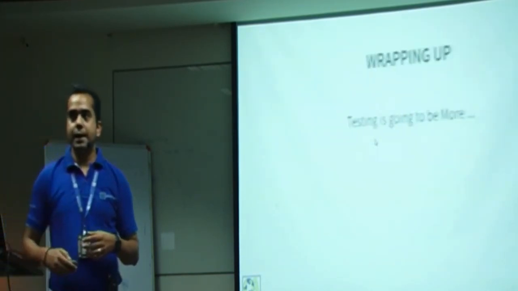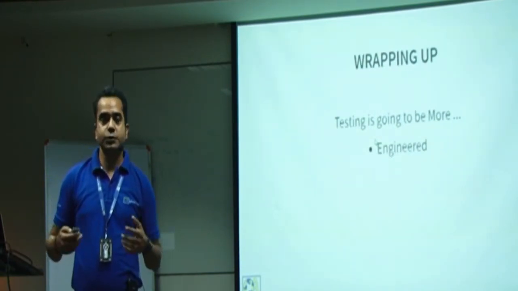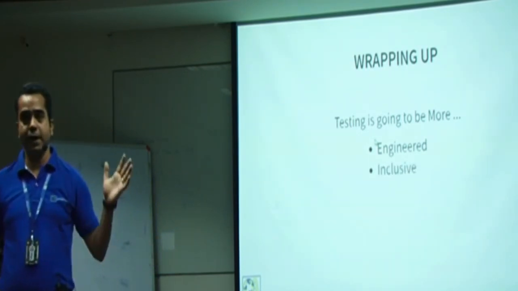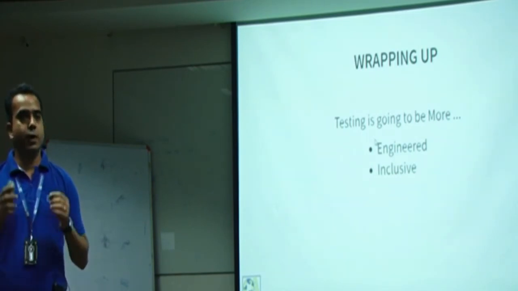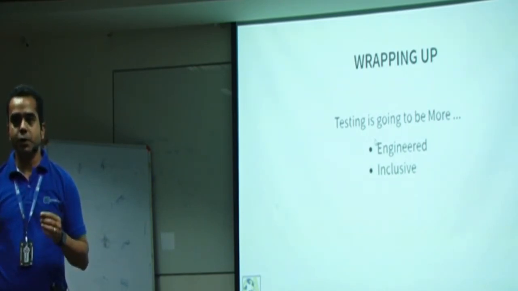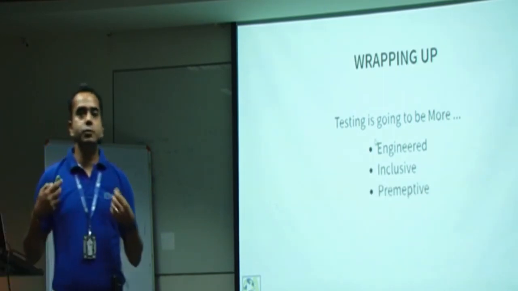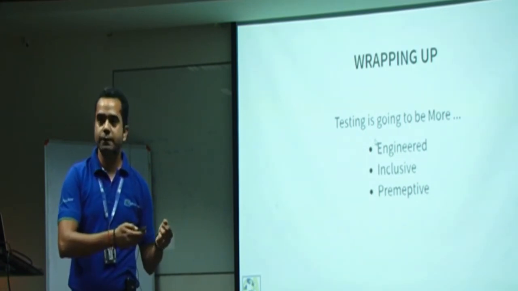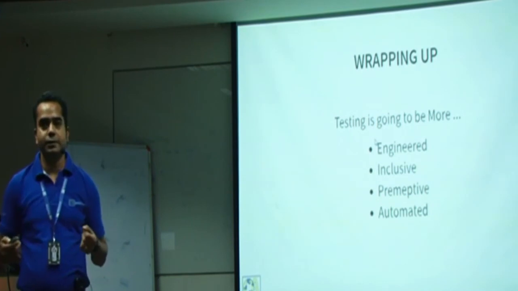So essentially, testing and automation testing is going to be more engineered. It's going to be more inclusive. Everyone is going to work towards the same goal, which is providing quality software to our customer as quickly as possible. And it's going to be preemptive. We cannot wait till the end of the cycle of the application being developed to test it. It's going to be automated.